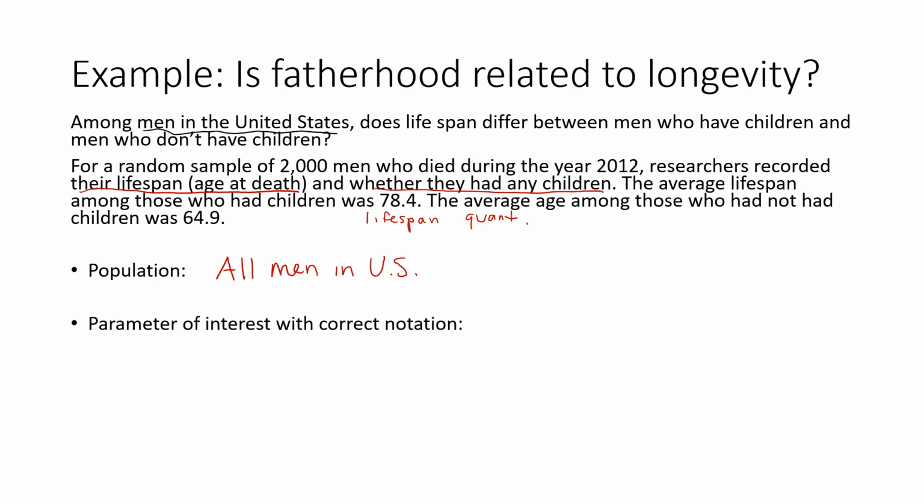Whether they had children is categorical. When I've got one quantitative and one categorical variable, I'm going to be interested in a difference in means. The difference in the population means, mu1 minus mu2, would be my parameter.